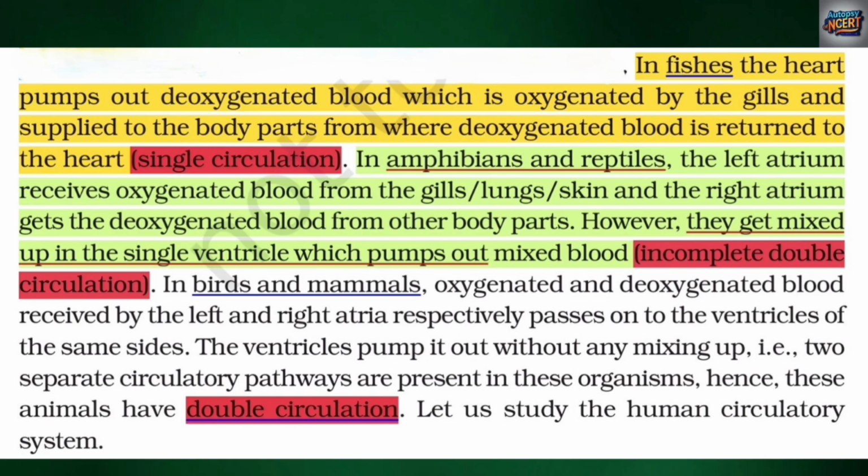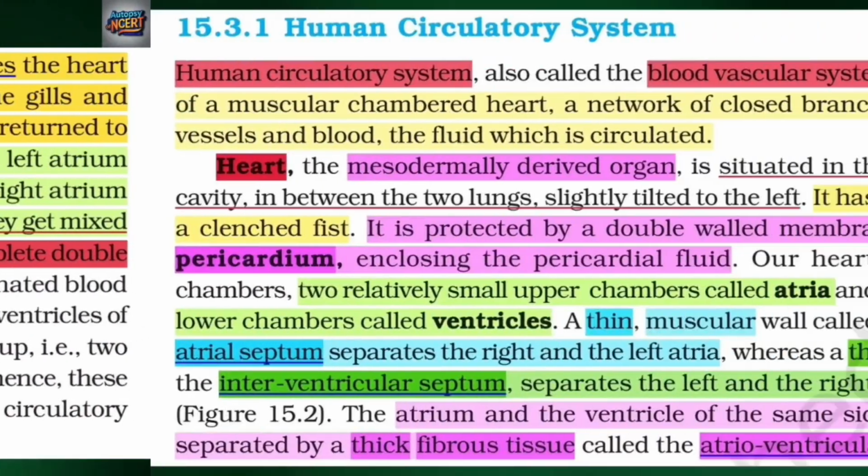In birds and mammals, oxygenated and deoxygenated blood received by the left and right atria respectively passes onto the ventricles of the same sides. The ventricles pump it out without any mixing up, i.e., two separate circulatory pathways are present in these organisms, hence, these animals have double circulation. Let us study the human circulatory system.